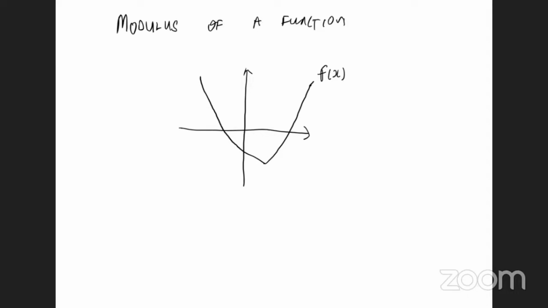So you see below here, all these values are less than 0. So the modulus, you don't want this. You will see the symbol, the two lines around it. What the modulus does, it takes the part below the x-axis and it reflects it above it. So what you're seeing there is the modulus of the function, okay?